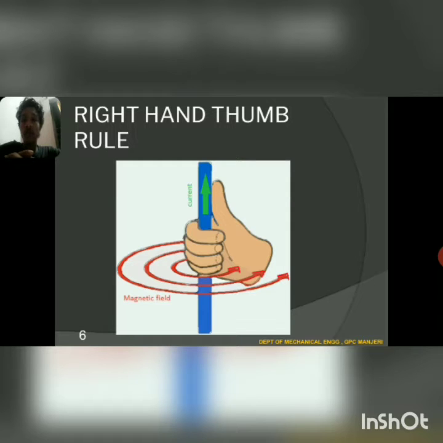Right-hand thumb rule: hold a current-carrying conductor in your right hand such that the thumb points toward the direction of current. Then wrap the fingers around the conductor, and the fingers point in the direction of the field, the lines of magnetic field. That is the right-hand thumb rule.